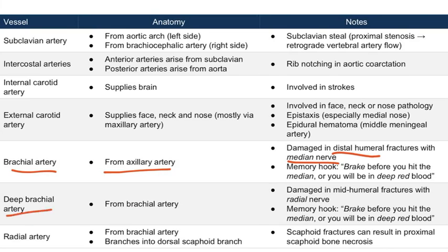And the deep brachial artery branches from the brachial artery, and it can be damaged with mid-humeral fractures along with the radial nerve. And the memory hook is: break before you hit the median, or you will be in deep red blood. The last point we need to discuss is the radial artery.